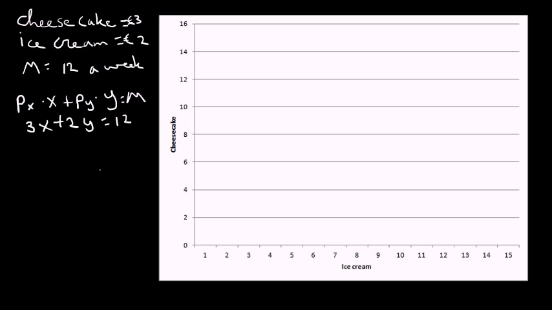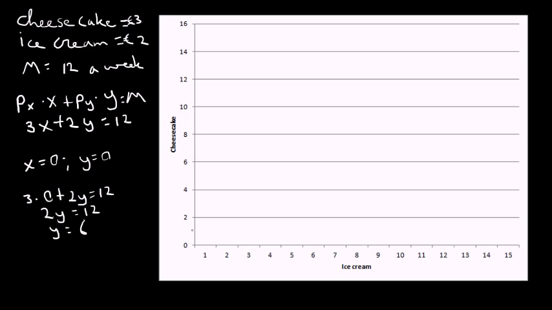Now to draw the graph, we need to find out where this graph starts and ends. So we will fill in 0 for X. Then 3 times 0 plus 2y is 12, which is 2y equals 12, meaning that y is 6. So we know that at the point where x is 0, y is 6. X was cheesecake and y is ice cream, which is right here.